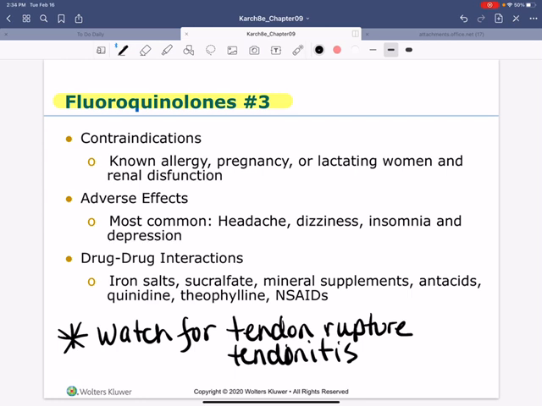They are prescribed a lot, and with tendon rupture and tendinitis, we see a lot more tendinitis than rupture, but it is a black box warning, and everybody should know about it and talk to patients about that.